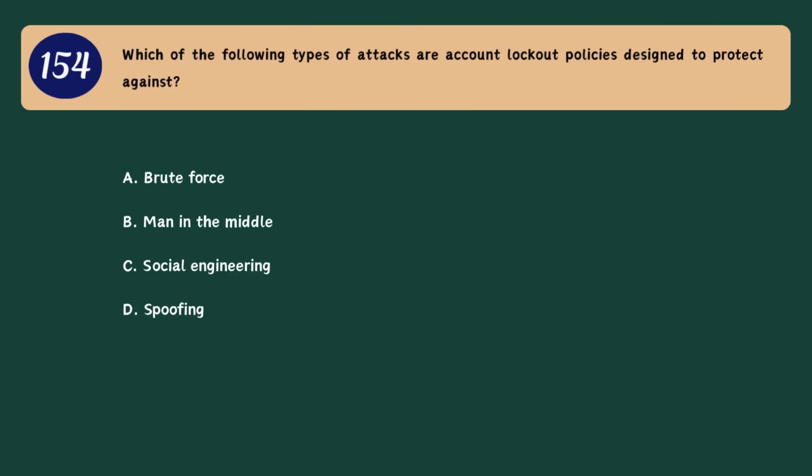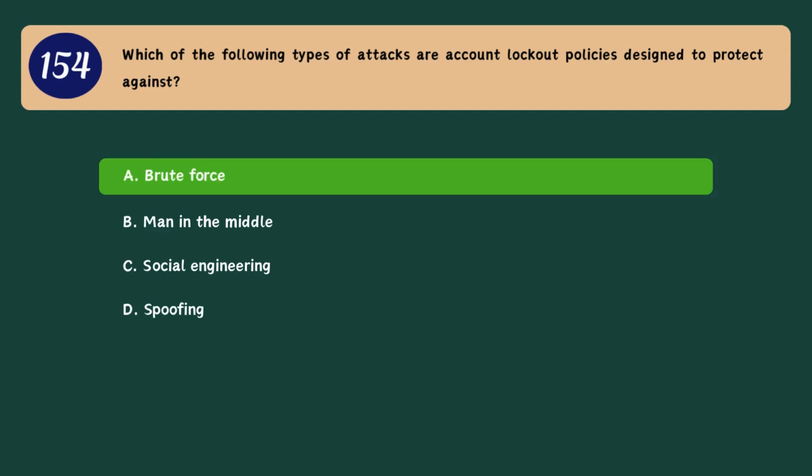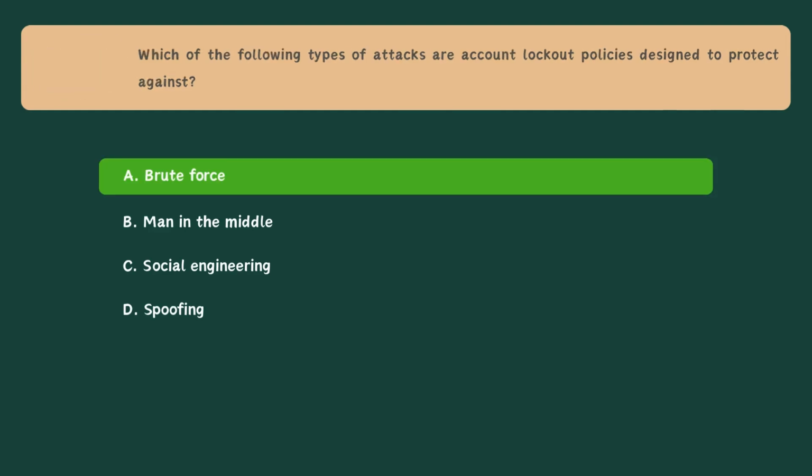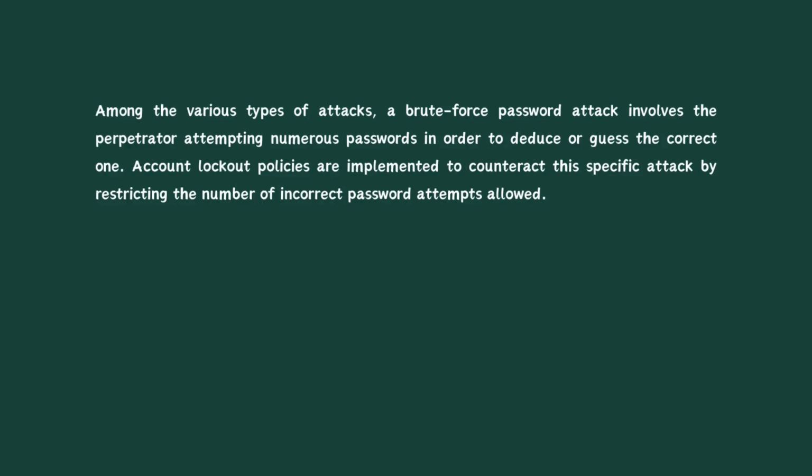Question 154. Which of the following types of attacks are account lockout policies designed to protect against? A. Brute force. B. Man-in-the-middle. C. Social engineering. D. Spoofing. Correct answer. A. Brute force. Among the various types of attacks, a brute force password attack involves the perpetrator attempting numerous passwords in order to deduce or guess the correct one. Account lockout policies are implemented to counteract this specific attack by restricting the number of incorrect password attempts allowed.